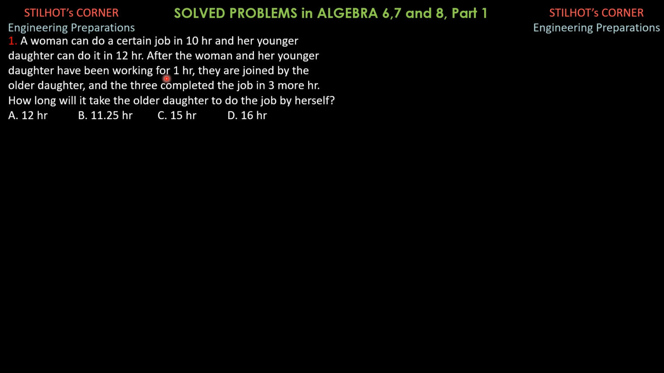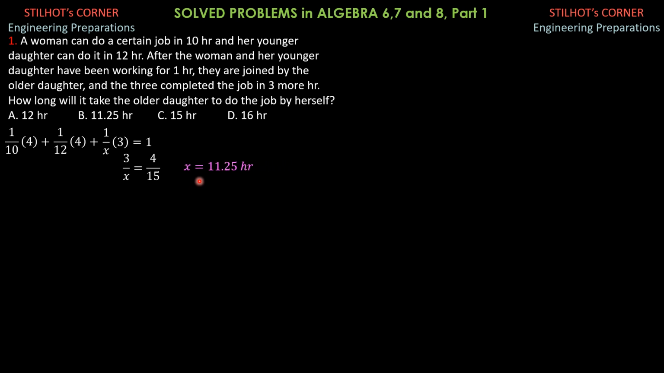And the working time of the woman as well as the younger daughter would be 1 hour plus 3, so that would be 4 hours all in all, while the working time of the older daughter is only 3 hours. So 1 over 10 times 4 plus 1 over 12 times also 4 plus 1 over x times 3 equals 1 complete job. So 1 minus 4 over 10 minus 4 over 12, then we have 3 over x equals 4 over 15. Therefore, x is 3 times 15, 45, divided by 4, and that is 11.25 hours.